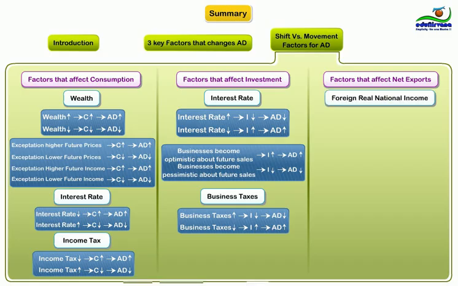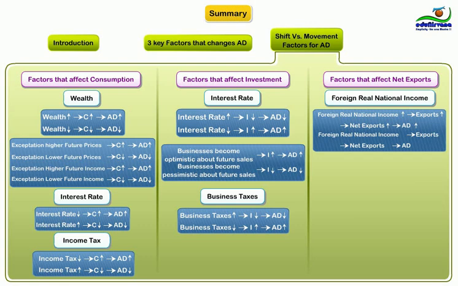The factors that affect net exports. Foreign real national income. Foreign real national income increases. Exports increase. Net exports increase. Aggregate demand increases. Foreign real national income decreases. Exports decrease. Net exports decrease. Aggregate demand decreases.